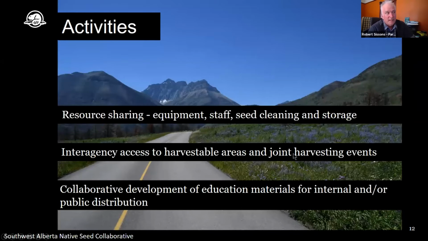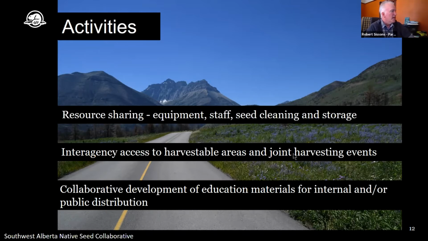So some of our planned activities, as I said, we're quite young, and so we're building the shell or the foundation. We've got the right people at the table, and now we have ideas on how this group wants to behave over time. So ideally it is resource sharing: equipment, staff, seed cleaning and storage. Some of us have great seed storage facilities. Some of us have seed cleaning facilities. Some of us have seed collecting machinery and just more staff perhaps.